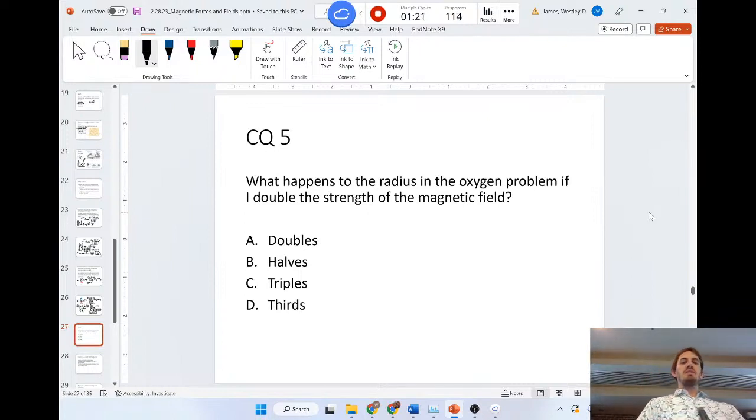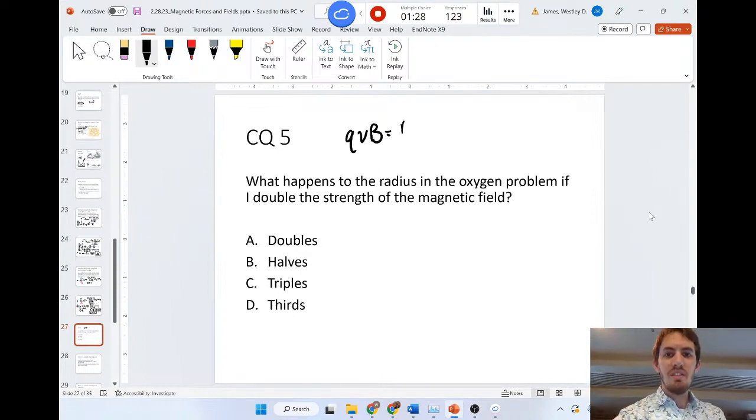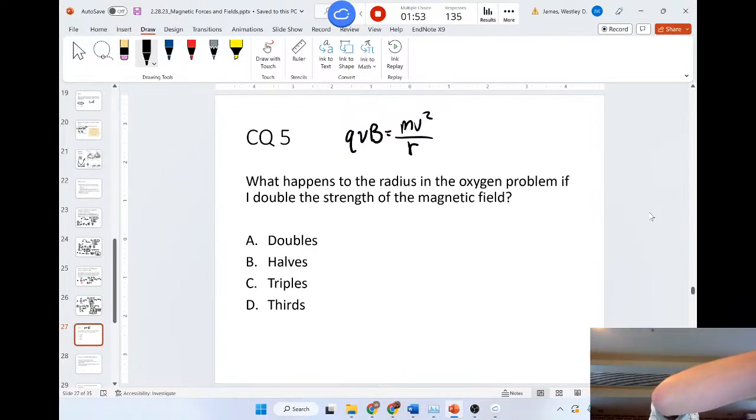Based on the responses I'm seeing, I'm going to give you all a little hint. Here's my equation we're using. What variable are we trying to determine the change? It says what happens to the radius. What happens to the radius if I double the strength of the magnetic field? So the first step is going to be getting R by itself. R equals, find the variable that changes, change it, pull that number to the front.